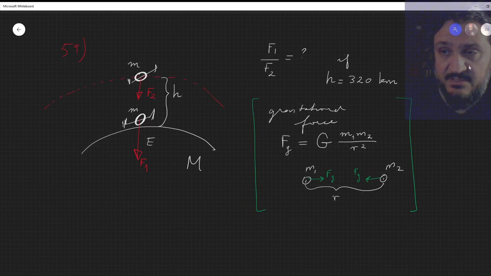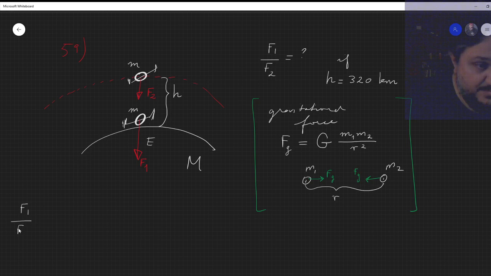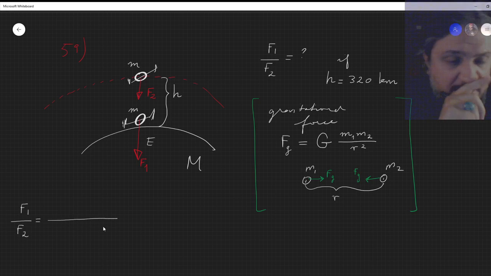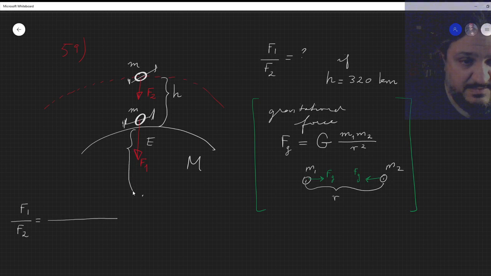Okay, so I'm just gonna come here and write F1 divided by F2. F1 will be the force between Earth and the satellite. Now, what is R in that case? Well, I didn't draw this picture to scale, but Earth has a center, obviously. This is the radius of the Earth, RE.